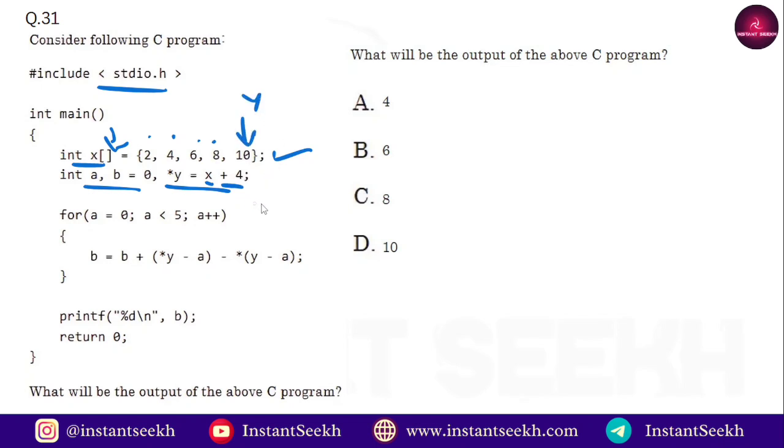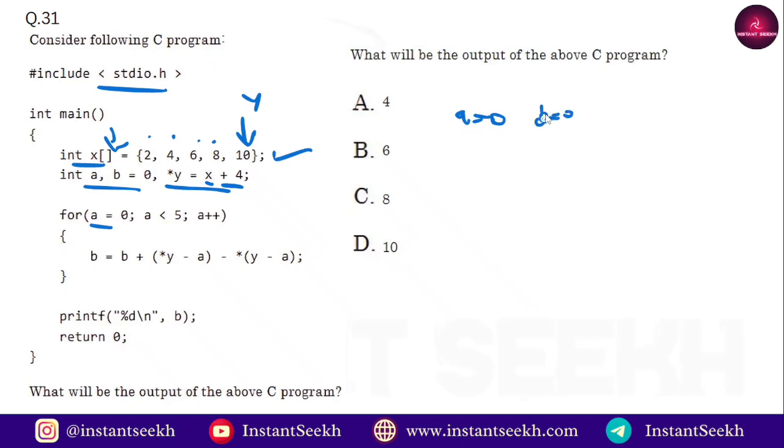Remember this. Next, we have a for loop: a equal to 0, a less than 5, and a plus plus. Let's solve this for a equal to 0. When a equal to 0, what will be the case? B is already 0, right?